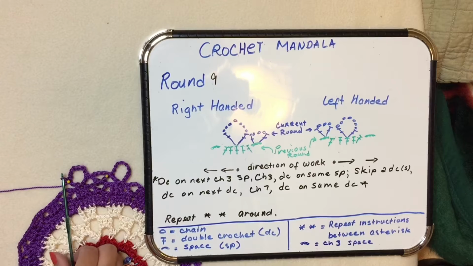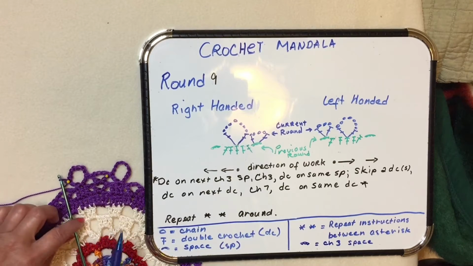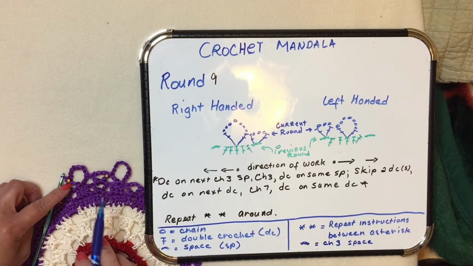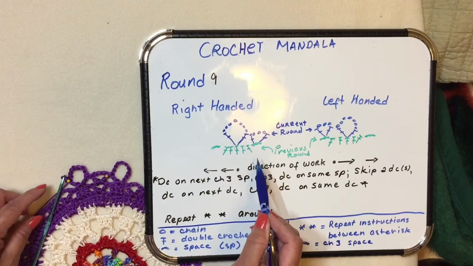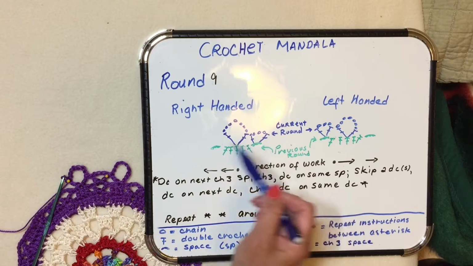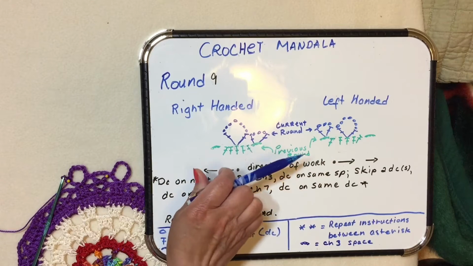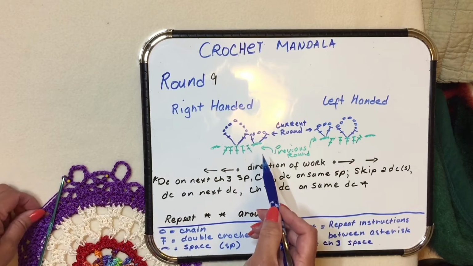In this video, I will try to explain the diagram related to the actual crochet work. So it's self-explanatory. For a right-handed crocheter, the direction of work is going this way, and for left-handed, the direction of work is going that way.